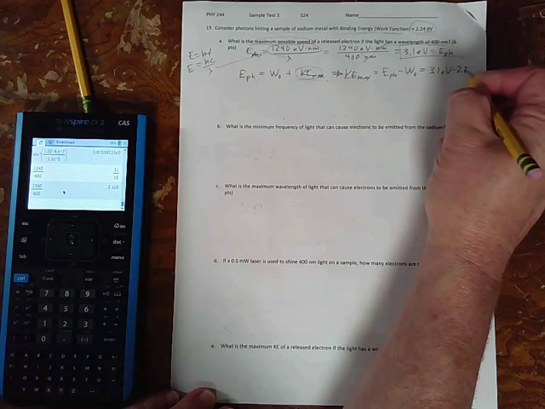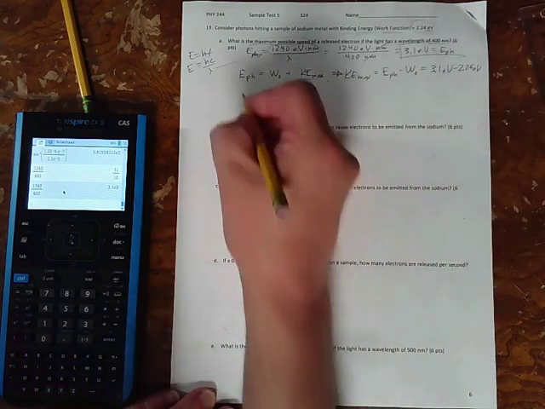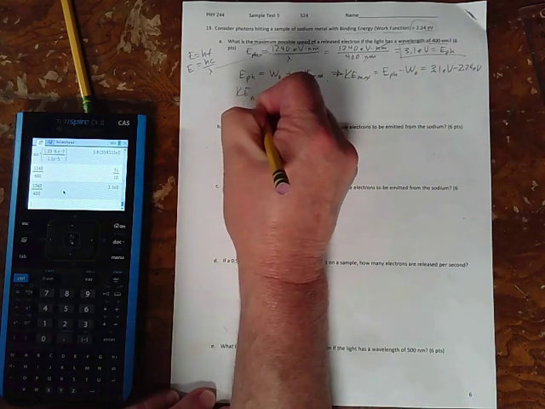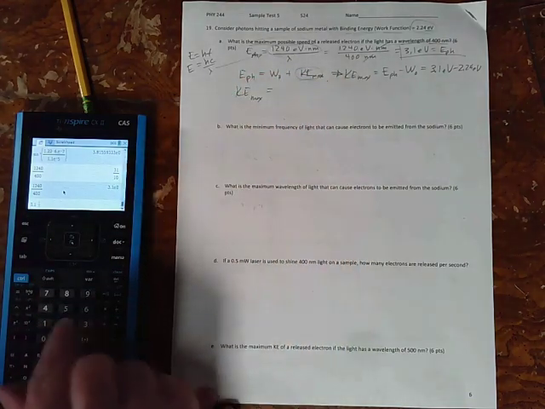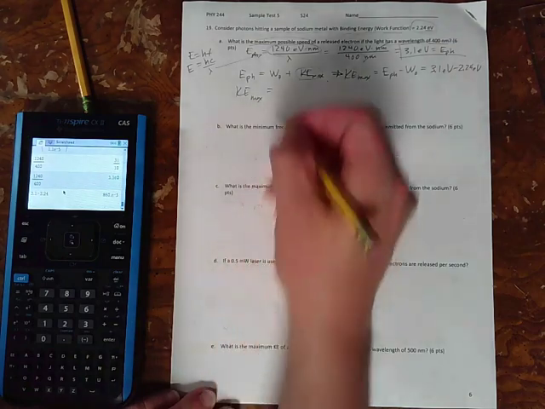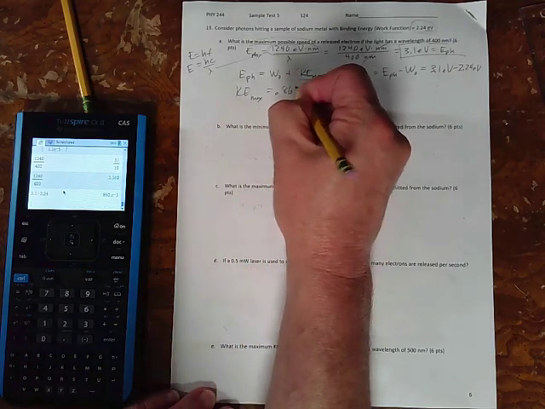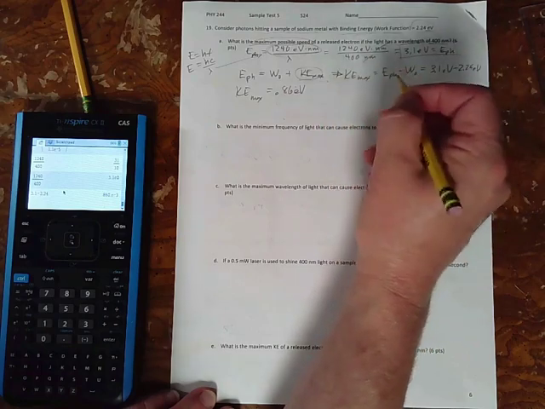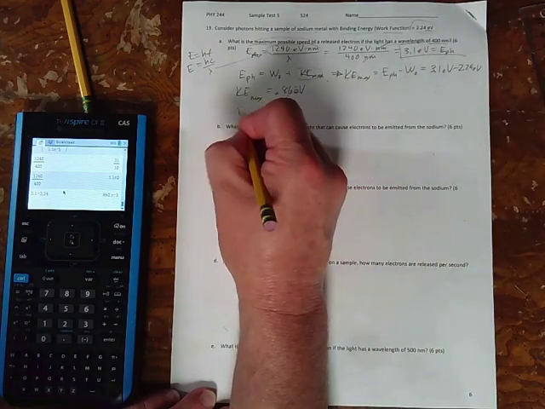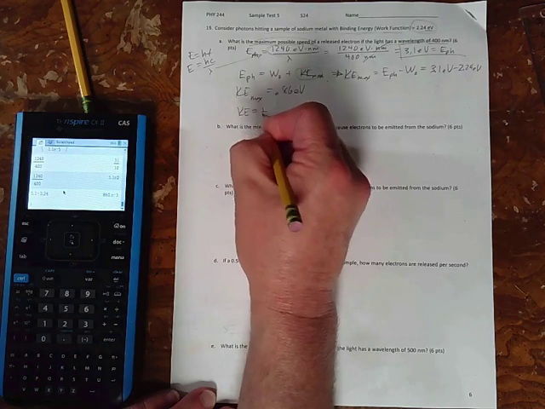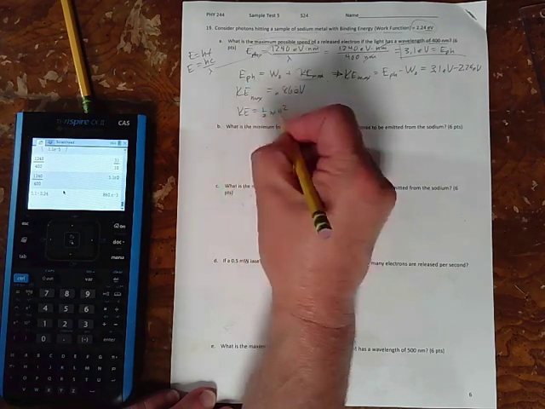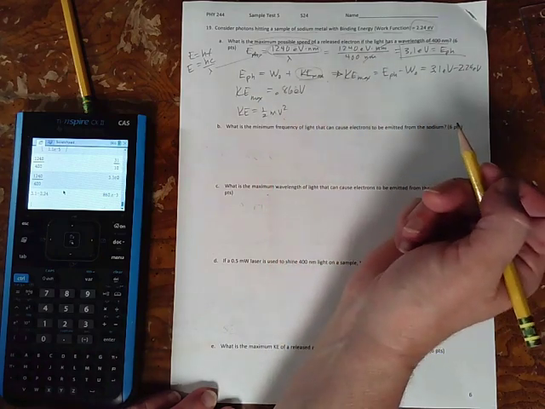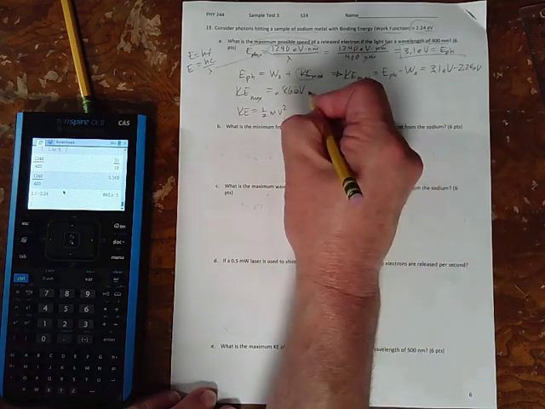minus 2.24 eV. So KE max is 3.1 minus 2.24, 0.86 eV, which is not too helpful when we're trying to find speed, because we're going to use KE equals 1/2 mv squared, and we need the energy to be in joules to get velocity in the right units, and so let's change this to joules.